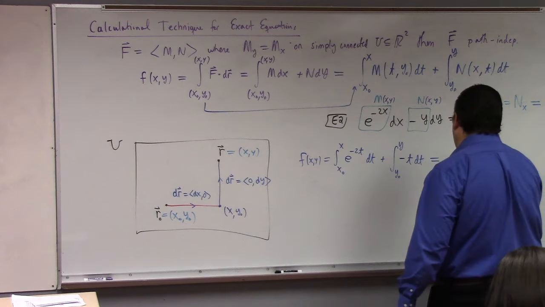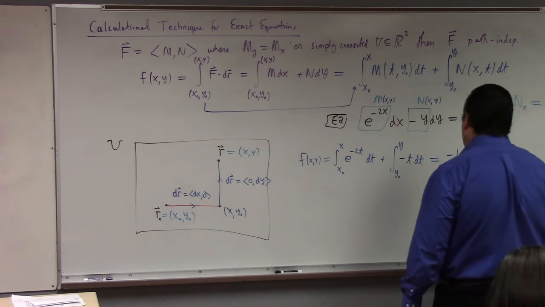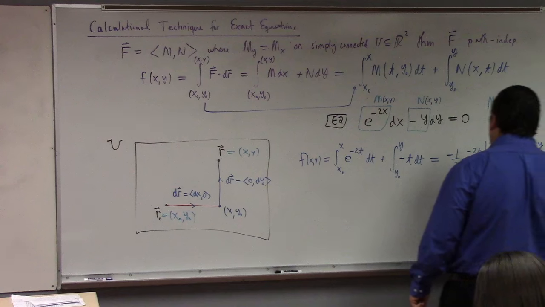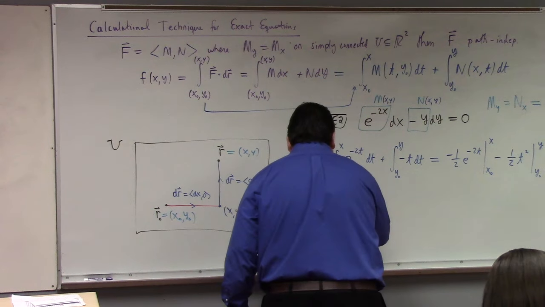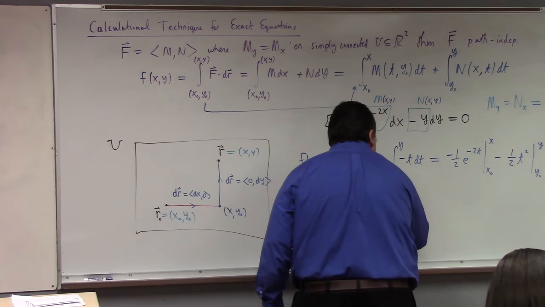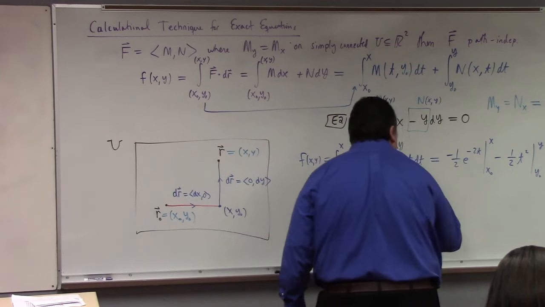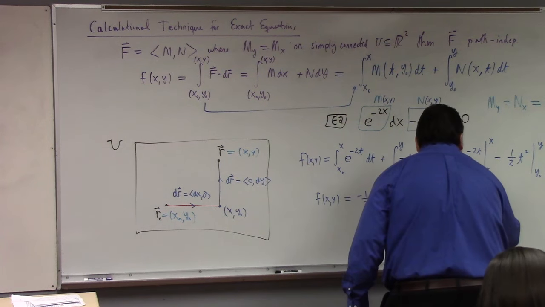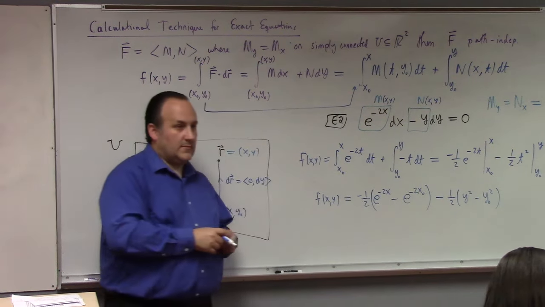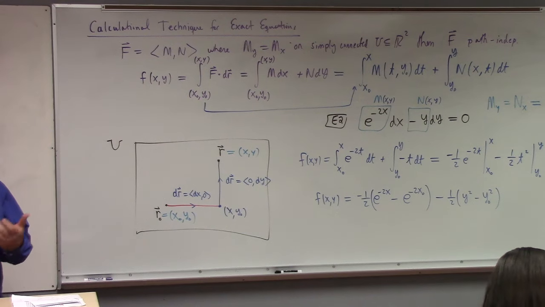And so we do this integral, right? We get minus 1/2 e to the minus 2t, evaluate that from x naught to x, and then minus 1/2 t squared, evaluate that from y naught to y. Lo and behold, we have F of x comma y is equal to minus 1/2 (e to the minus 2x minus e to the minus 2x naught) minus 1/2 (y squared minus y naught squared). And if you set that equal to a constant, well, that's a solution, right? If we set that equal to 0, what's its meaning?